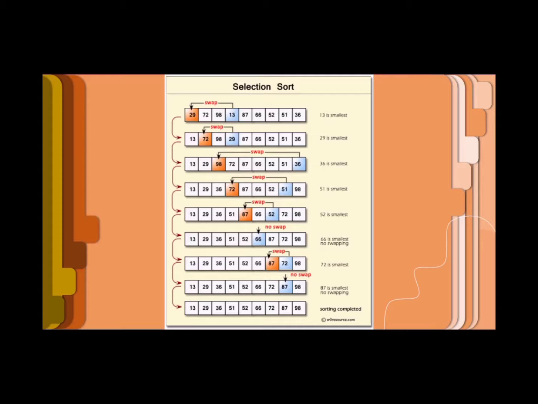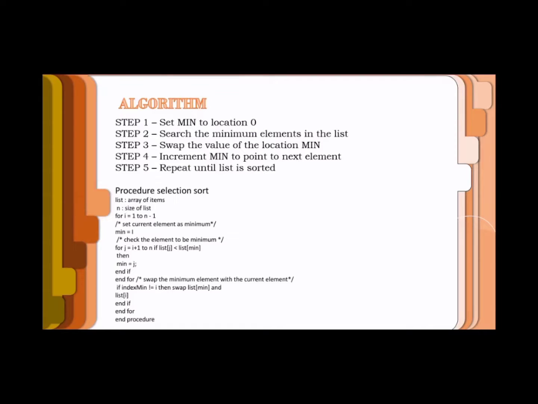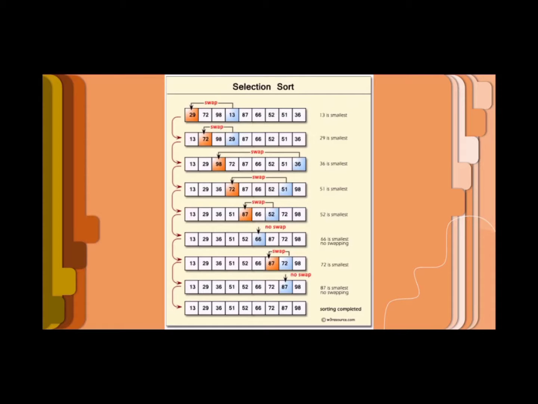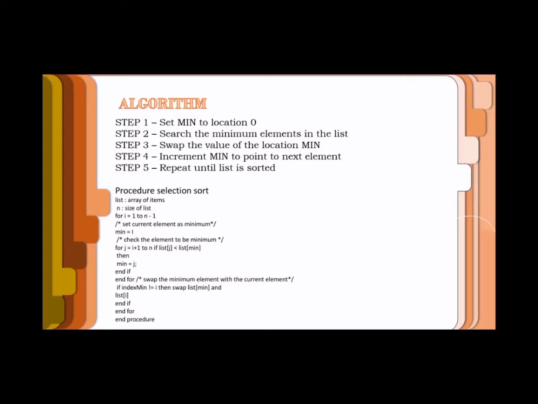This is the example of selection sort. So this is the resulting sequence: 13, 29, 36, 51, 52, 66, 72, 87, and 98. And this is the procedure or code of selection sort.